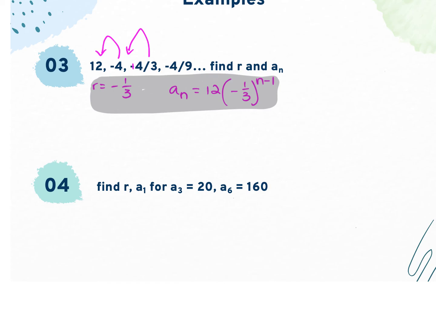Okay, then number 4: find r and a1 for a sub 3 equals 20 and a sub 6 equals 160. So here's the thing, we don't have the first term and we don't have the next one to figure out what r is, right? And this is not arithmetic where you can add up the tops and divide by the changes. You can't do it the same way we did arithmetic. So this is how we do geometric.